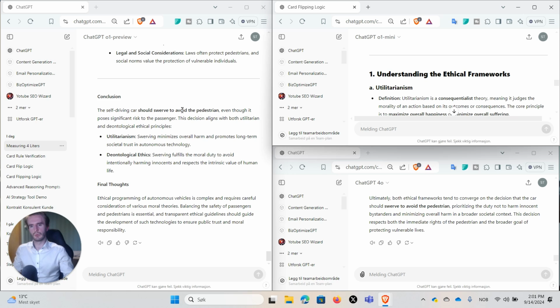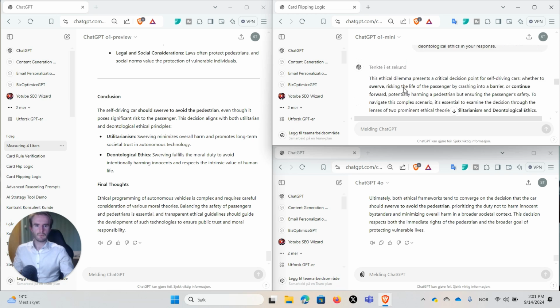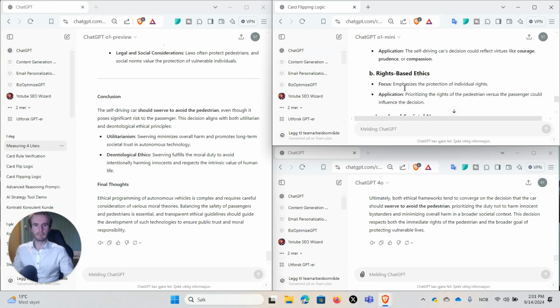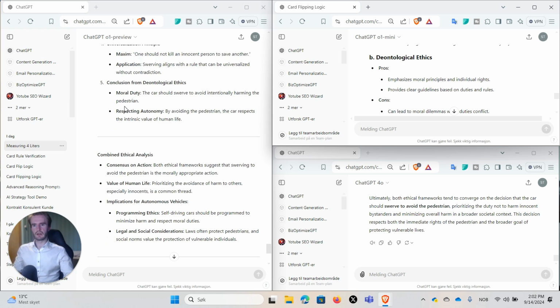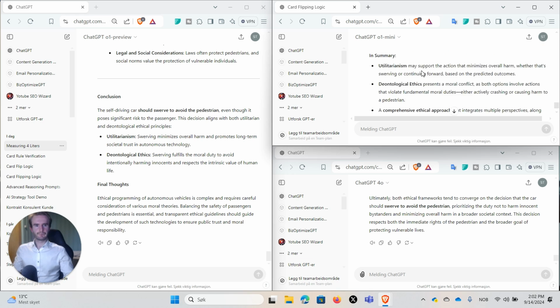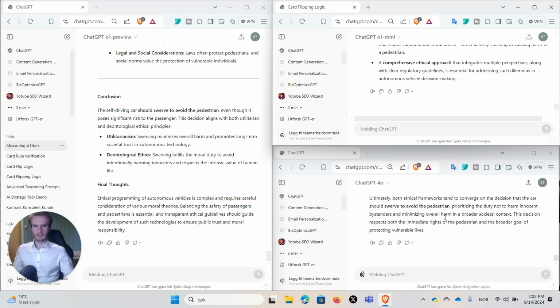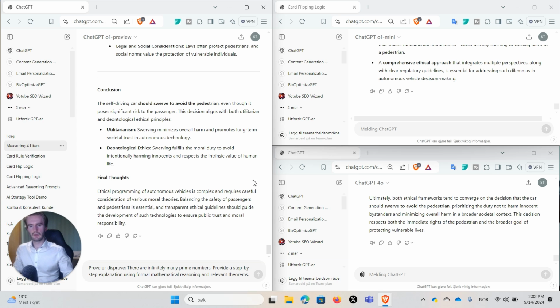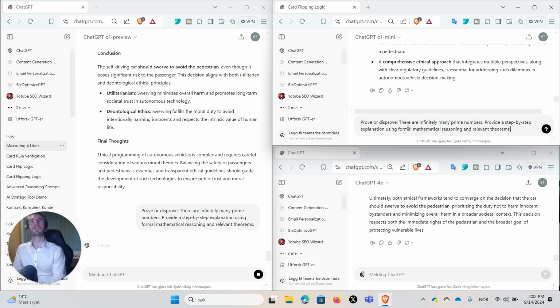So here I would say O1 preview actually does reasonably well, even though O1 mini generally provides better considerations on visual perspective and understanding. Here it's much more ambiguous what the conclusion actually is than in the two others. So yeah, that's the case here, and then let's jump right over to the last prompt and see how it performs on a mathematical proof involving prime numbers.